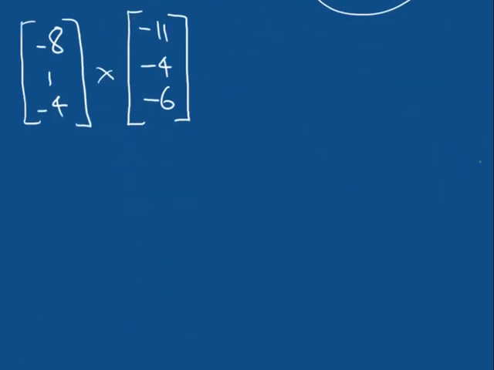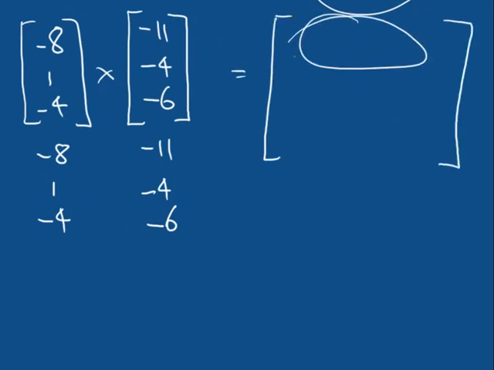So I'm going to use our visual trick to calculate this cross product. So I'm going to write another copy of our numbers. And minus 11, minus 4, minus 6. Fantastic. And then we know our result.